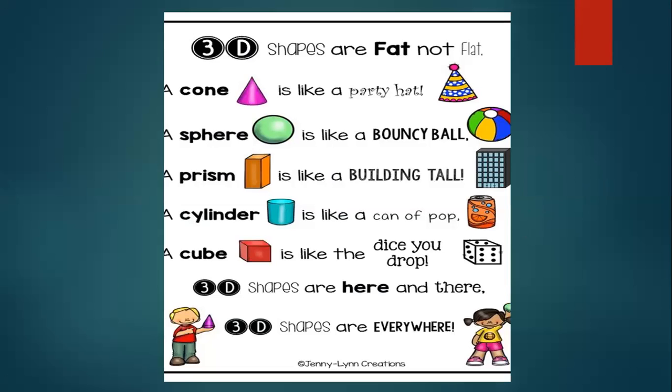3D shapes are fat, not flat. A cone is like a party hat. A sphere is like a bouncy ball. A prism is like a building tall. A cylinder is like a can of pop. A cube is like the dice you drop. 3D shapes are here and there. 3D shapes are everywhere.